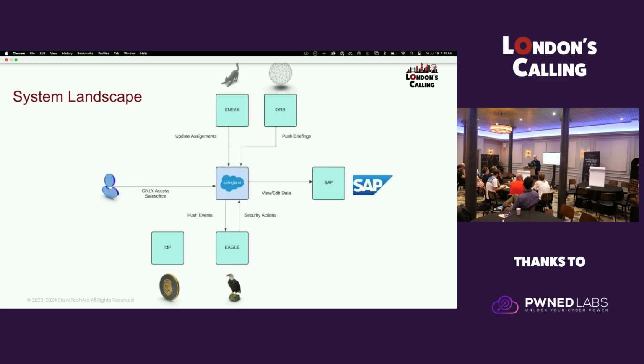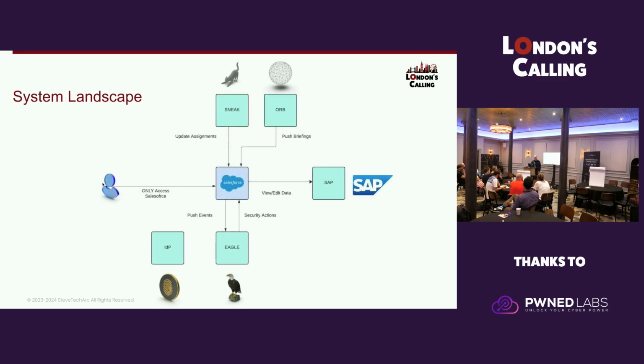So here's our system landscape. Users only reach Salesforce. Sneak updates assignments. Orb pushes briefings. You don't have to memorize all of this. When you go through your requirements, we'll flip back and forth. Salesforce can access SAP, but notice the users do not. Eagle catches events, and there is an IDP. All right, we'll get there.